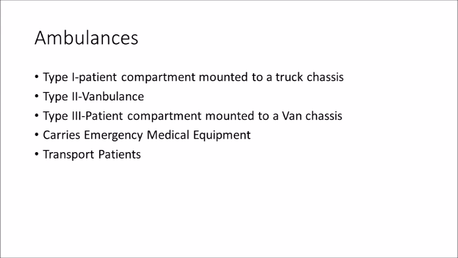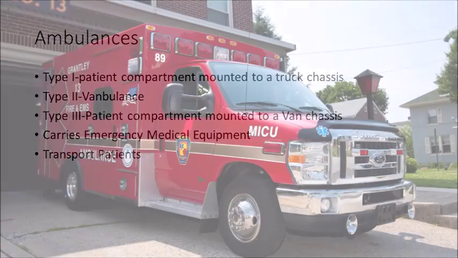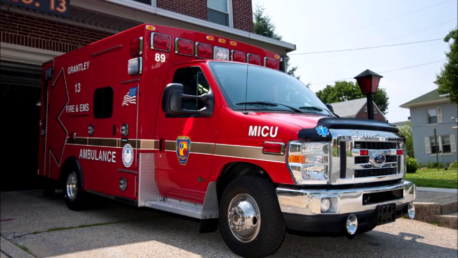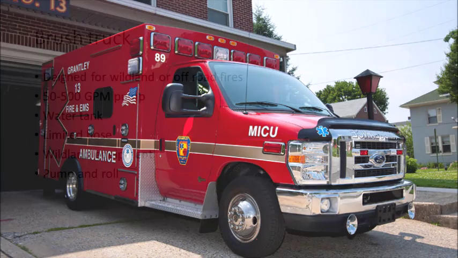An ambulance's main purpose is to carry medical equipment and transport patients. There are two major types of ambulances: advanced life support ambulances and basic life support ambulances. The ambulance pictured here is a Type 3 ambulance and is also a MICU, which stands for Mobile Intensive Care Unit, which is an ALS truck.